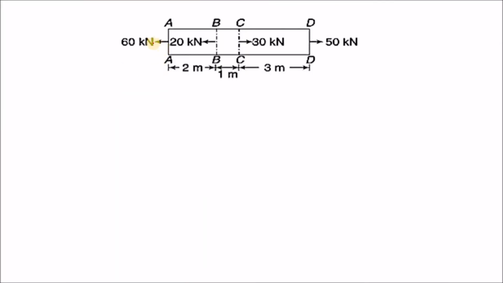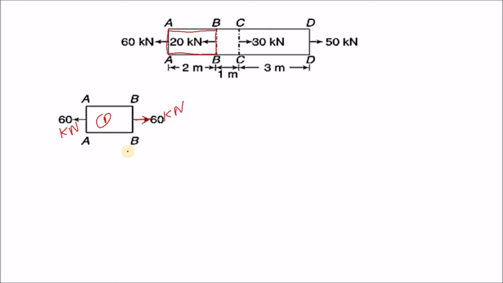Let's suppose this is our problem. First of all, draw the first portion, A to B. Here we draw AB. Here 60 kN is acting. To make equilibrium of this section 1, we should apply 60 kN in the opposite side. Okay, up to here clear.